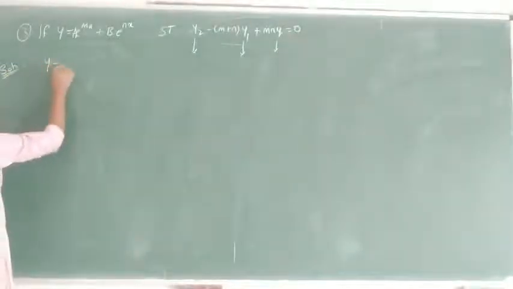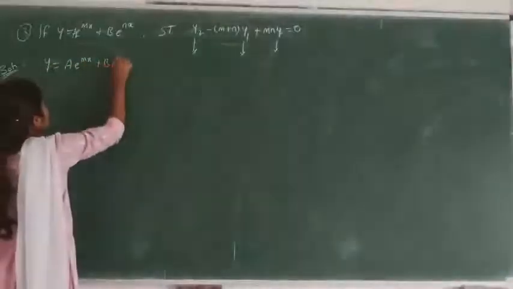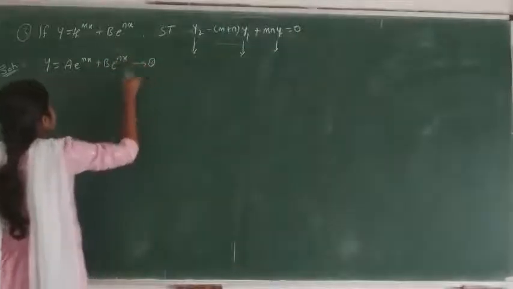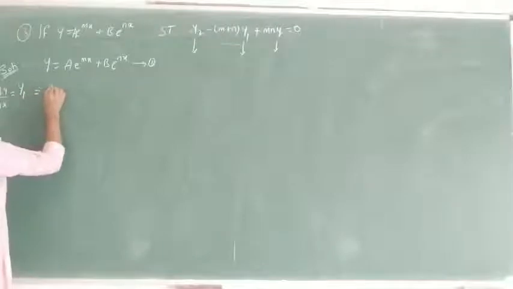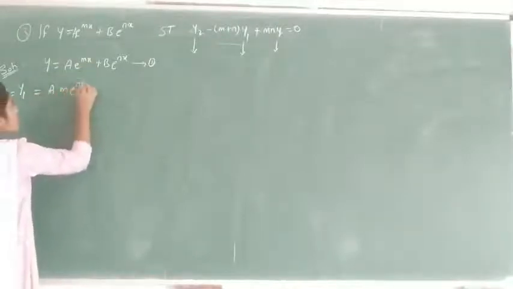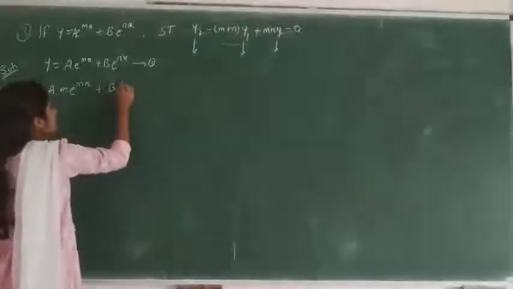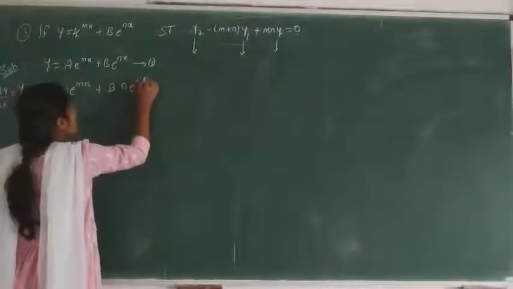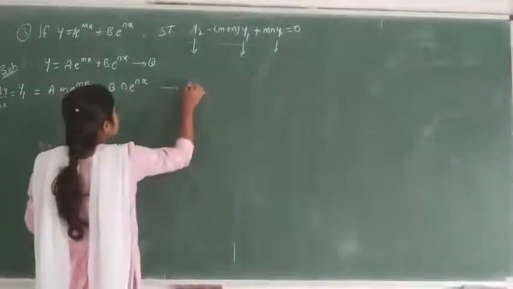We have y is equal to a into e to the power mx plus b into e to the power nx. Suppose this is equation number 1. y1 is nothing but dy by dx, the first derivative. What is y1? a is constant. The derivative of e power mx is m into e to the power mx, plus b is constant. The derivative of e to the power nx is n into e to the power nx. This is y1, so keep it as equation number 2.